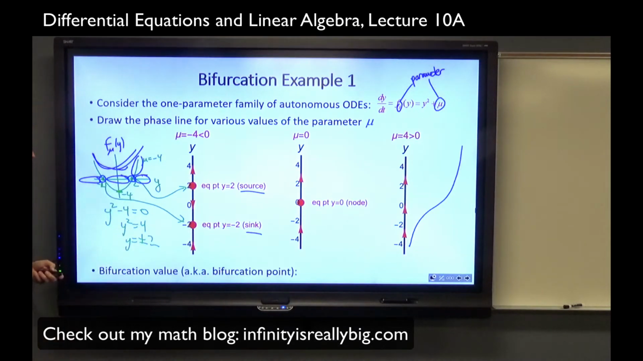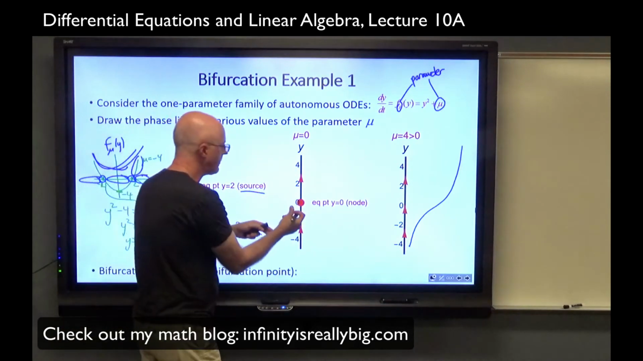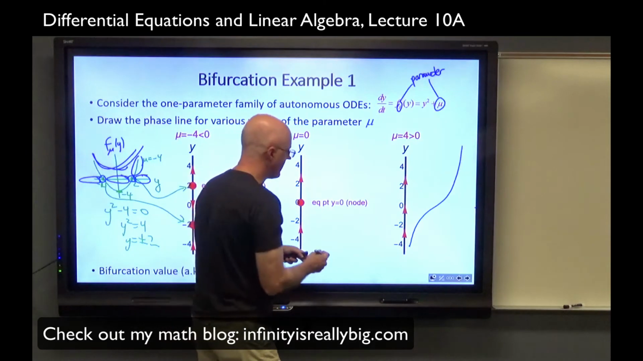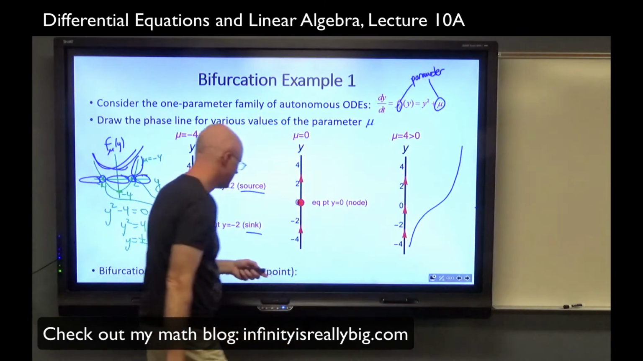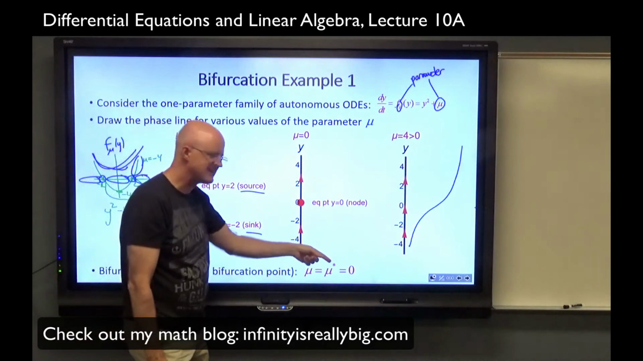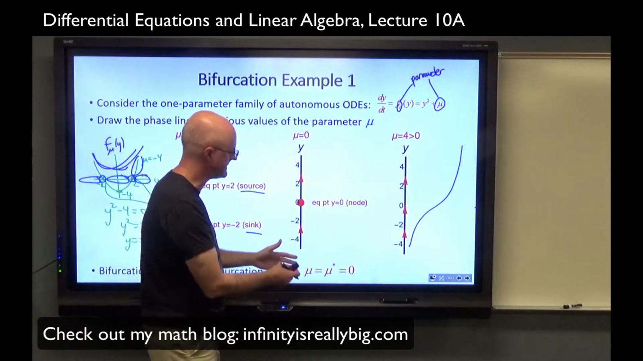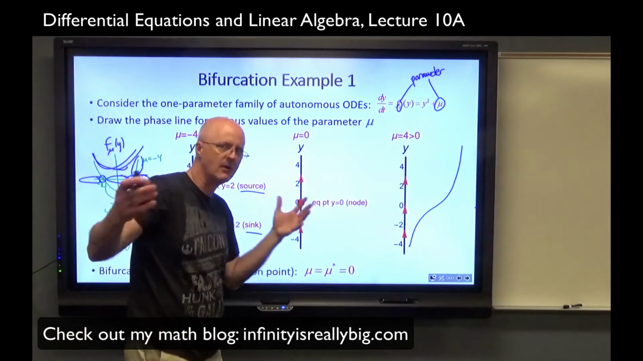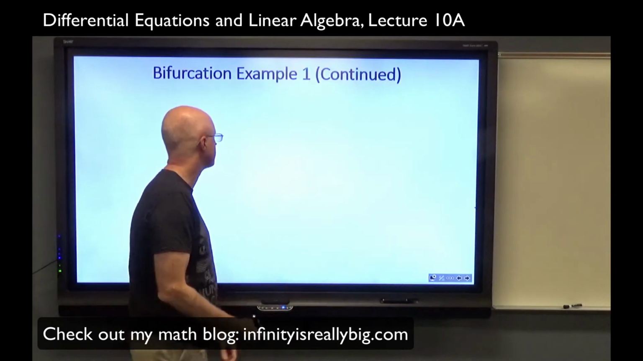What's the bifurcation value where the big change occurs from 2 equilibria to 1 equilibrium point when mu is 1 value, 0, to no equilibrium points? That is at mu equals 0. Sometimes it's denoted by mu star. The star just says that's a special number. The star is not a number itself. It's just saying this is mu star. It's the star of the show. It's a special number. It's 0 in this case.